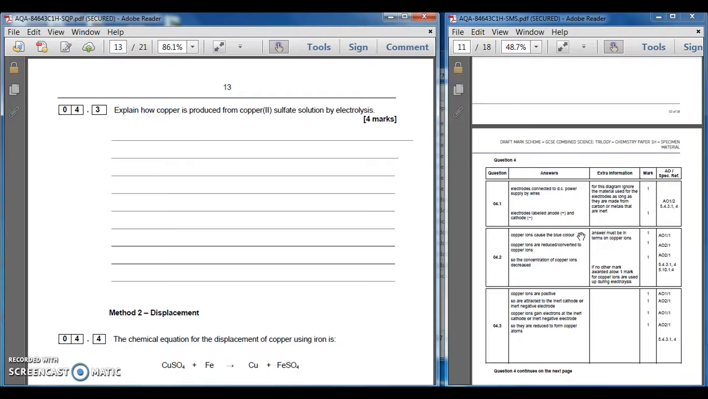And the last mark is saying what that means. So if you are gaining electrons, remember oil rig, reduction is gain, so they are reduced to form copper atoms.